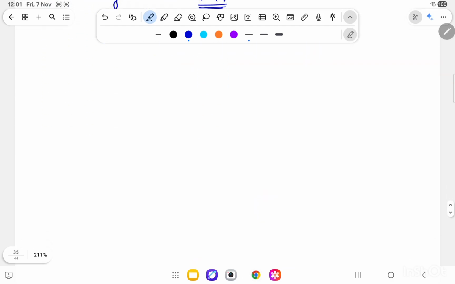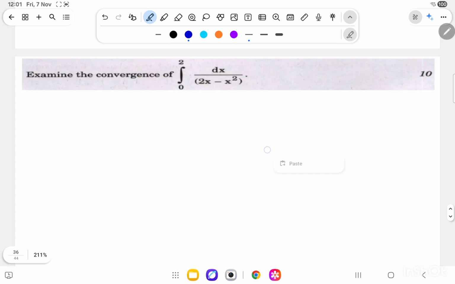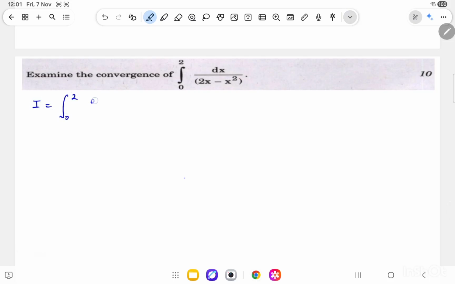Now let's move on to discuss the next question. The next question says to check the convergence of a given integral. Let's name it I. So I is the integral from 0 to 2 of dx divided by (2x minus x squared). Now first let me write it in a simplified form. It will be equal to the integral from 0 to 2 of dx divided by x times (2 minus x).